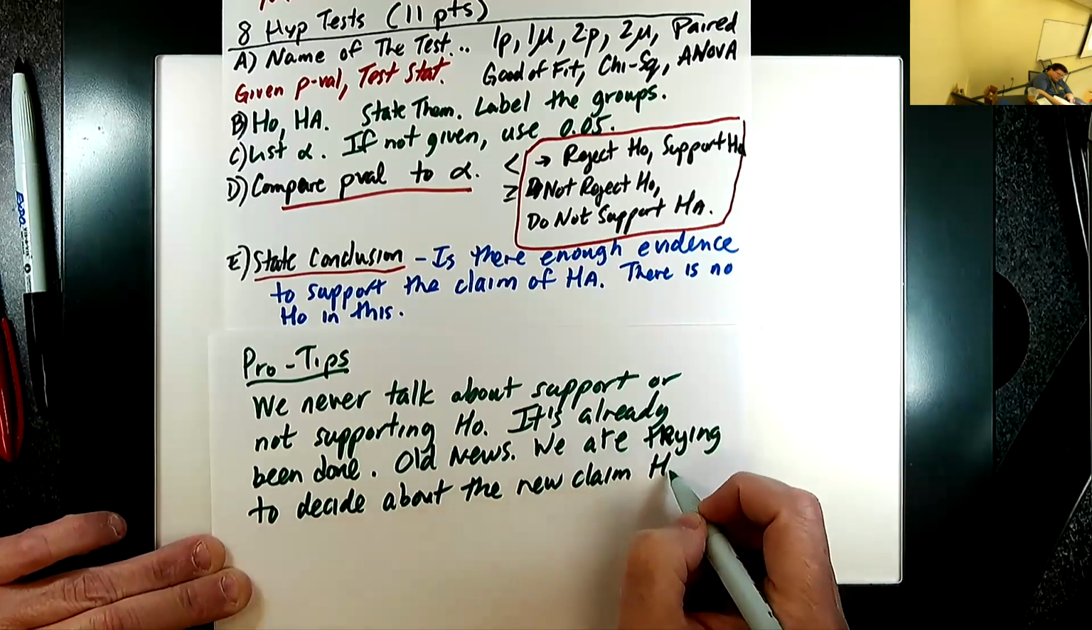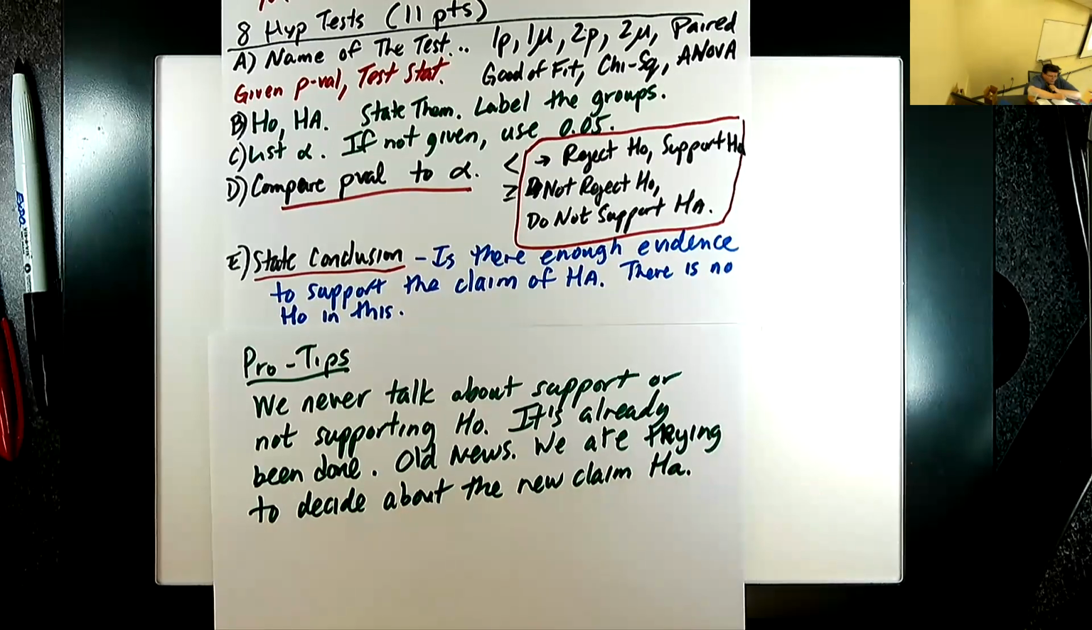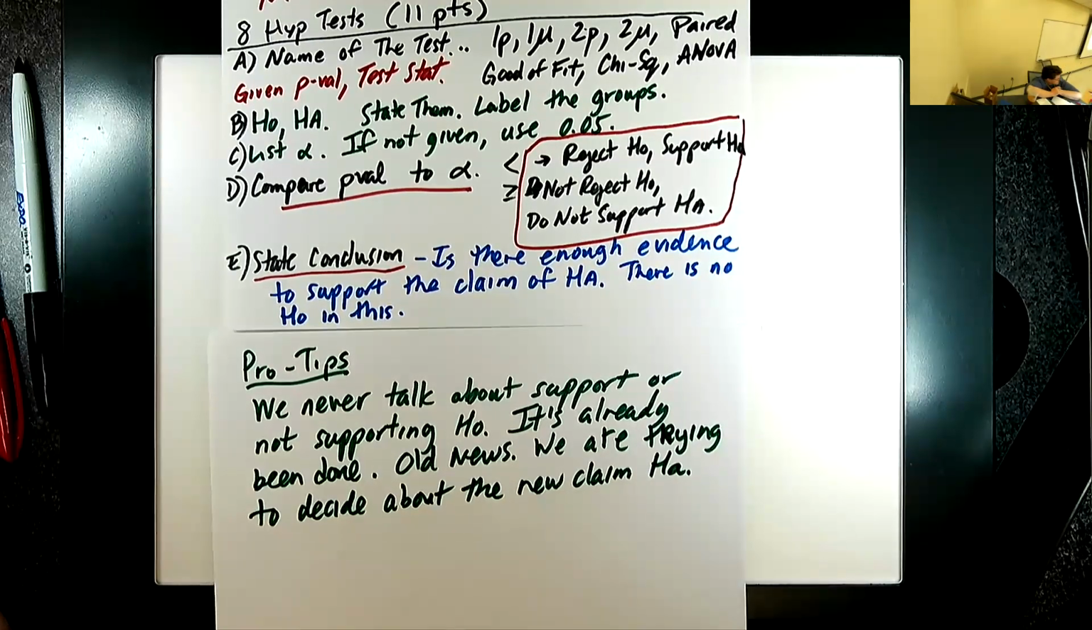Which is our HA. A lot of students forget that. I see a lot of "support H0" or "do not support H0," and it's wrong. H0 had its support. Now we're just trying to see if it's still any good, or if there's so much evidence to reject it, it's too far away from what we got that it's just not reliable anymore.